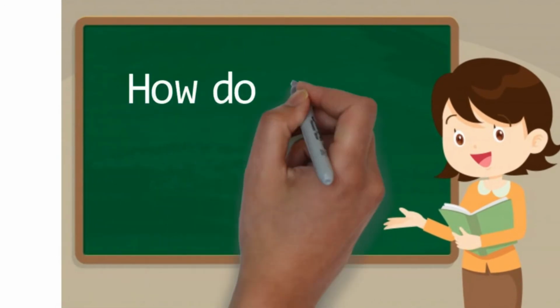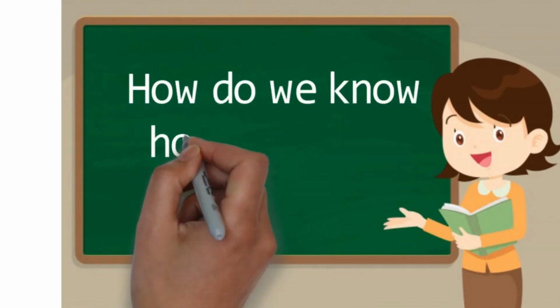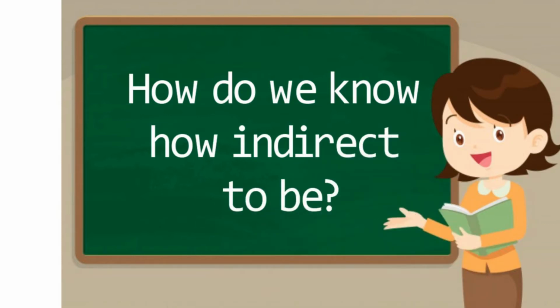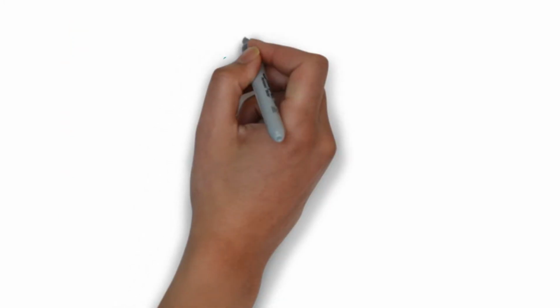Topic: I will explain how we know how indirect to be. We have seen that indirectness is universal in the sense that it occurs to some degree in all natural languages, but that does not mean that we always employ indirectness or that we all employ indirectness in the same way.